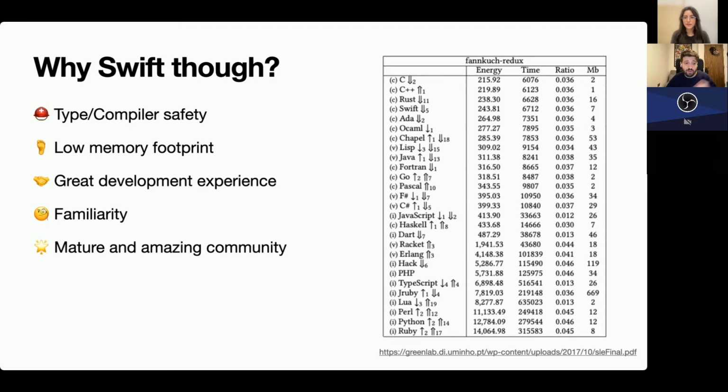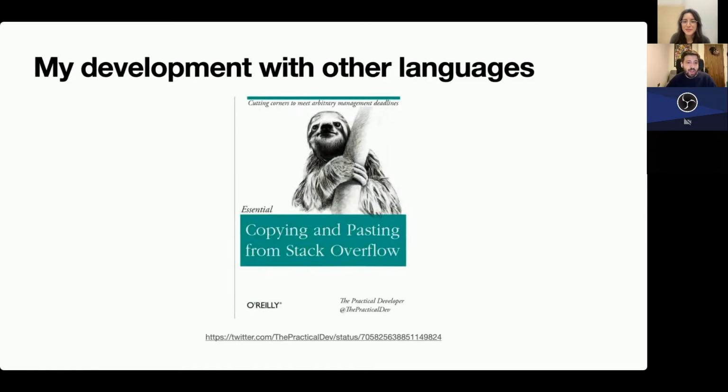It's got a mature and amazing community. And a lot of the tools that I'm going to show today are driven by this community. And Swift is open source now, so you can contribute to Swift code as much as you want. I'm going to show how people have forked the Swift language and made it extensible, and built extensions for WebAssembly, for example. And my development with other languages, if there was a book about me writing scripts with Bash, for example, it would basically be copying and pasting from Stack Overflow. I quite like Swift because I have that knowledge, so I don't have to learn a new language to achieve something that I want.